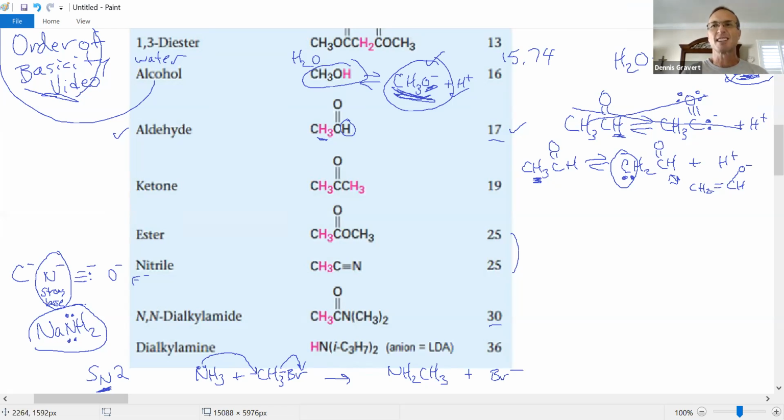I already mentioned the hydroxide ion is not very basic. By comparison, the pKa of water is 15.74, whereas the alpha hydrogen of the aldehyde is 17. So back up, Dennis. The trend with pKa is the smaller the number, so if I compare 15 versus 17, the smaller number is a stronger acid. So water is more acidic than the aldehyde. But what can you say about the conjugate bases?